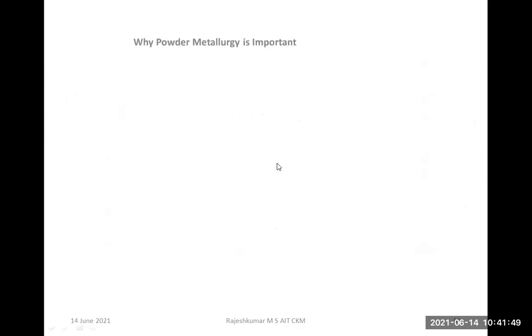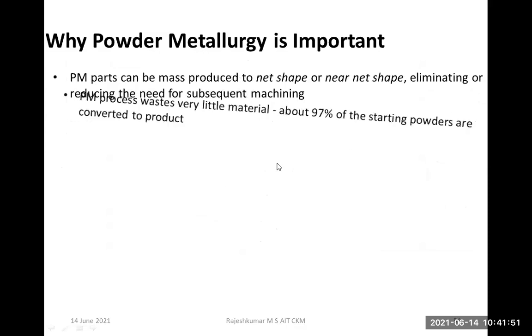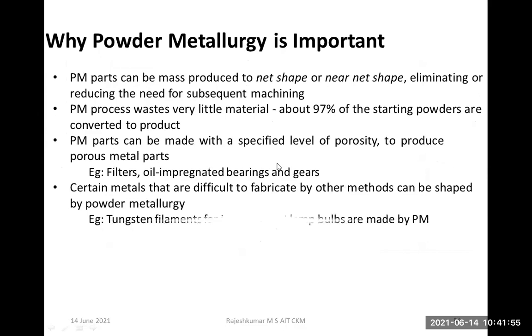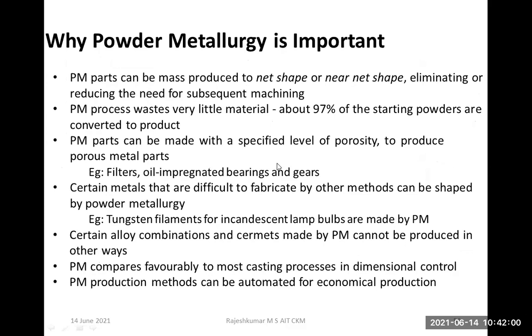The next is why powder metallurgy is going to be considered as an important thing nowadays. As you can see, powder metallurgy parts can be mass produced to net shape or near net shape, which in turn eliminates or reduces the need for subsequent machining.